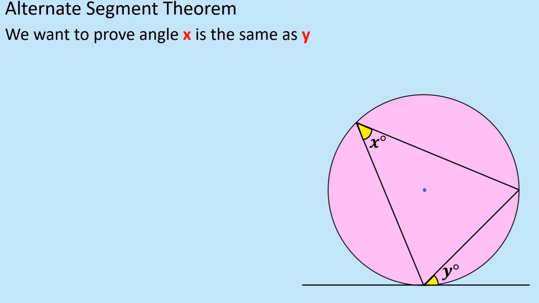We want to prove that x is the same as y. Well, that's what we're trying to get to. So this one is the same as this one. The tangent and the triangle, those two are supposed to be the same. So let's prove it.